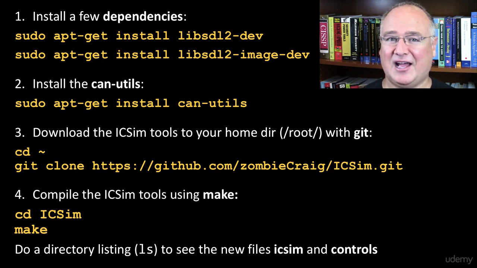So let's find out how to set up the controller area network, our virtual controller area network, on our Kali Linux box. So we're going to do a few installations. We're going to use the sudo apt-get install to install what we call some dependencies. These are some things that Kali Linux needs to be able to compile the CAN utilities. Then we're going to install those CAN utilities.